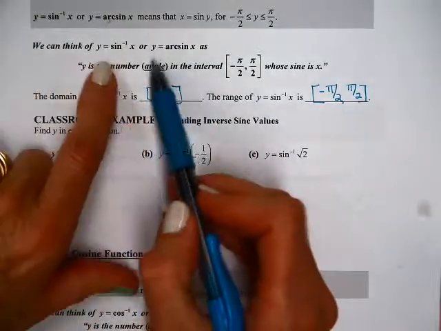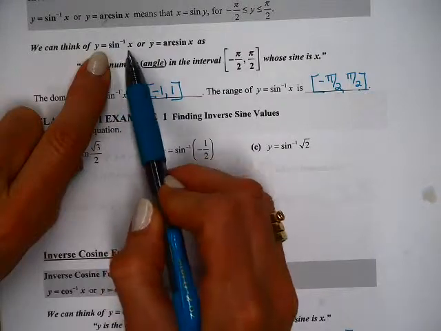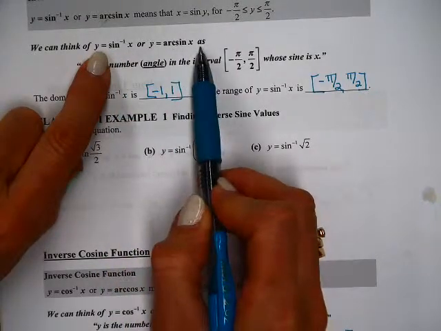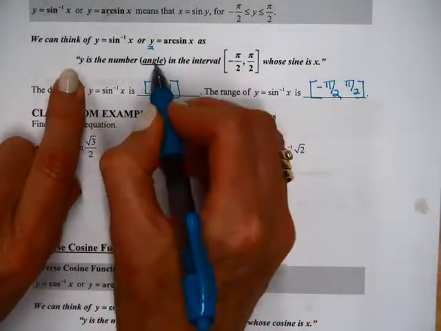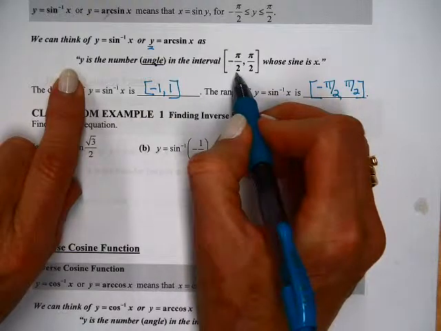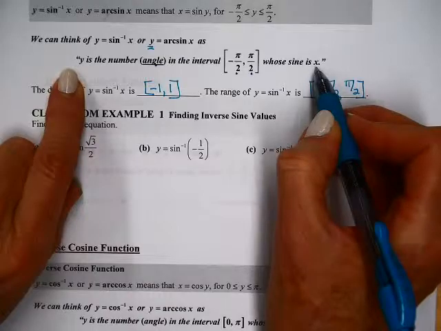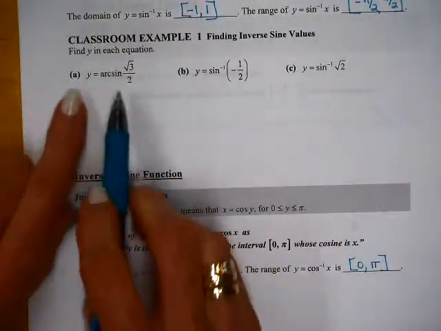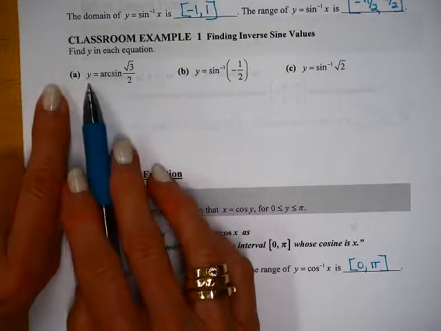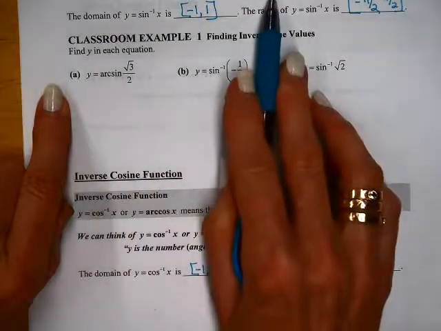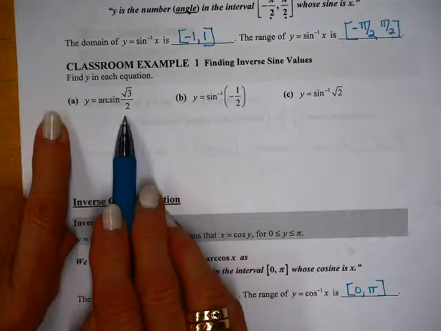If you see this notation, y is equal to the inverse sine of x, or y is equal to arc sine of x, they are asking you to find y, an angle that's between negative pi over 2 and positive pi over 2, whose sine is x. So if I look at this right here, this says find an angle y in between negative pi over 2 and positive pi over 2, whose sine is the square root of 3 over 2.